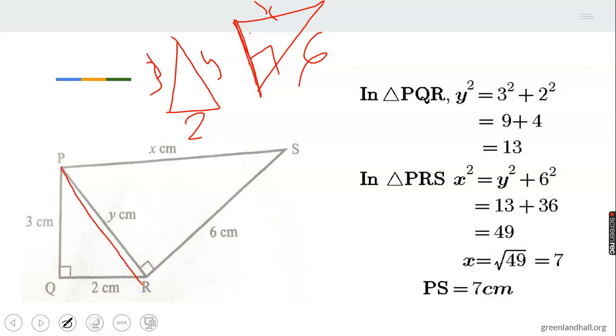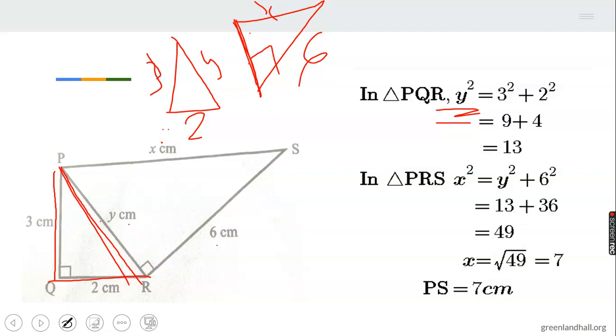That means you first of all find the value of y from here. You know this one is complete. This one you have two missing sides, so you can't use this one. That means you have to use the first triangle to calculate the value of y. After which you now use y, 6, and x to calculate for x, which we are looking for.